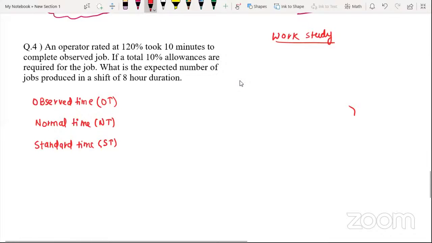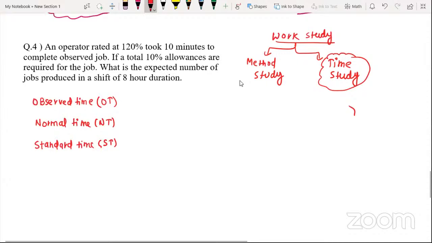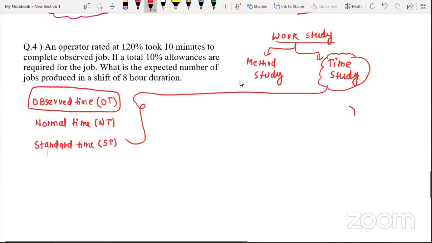So in this chapter, basically, it is classified into two types. The first one is method study, and the second classification is time study. So we are calculating the time, so we are under time study. In the time study, we have got these three types of time classification. Basically the observed time, it is the time observed. From the name only it is clear. It is the observed time by the observer with the help of some stopwatch device.